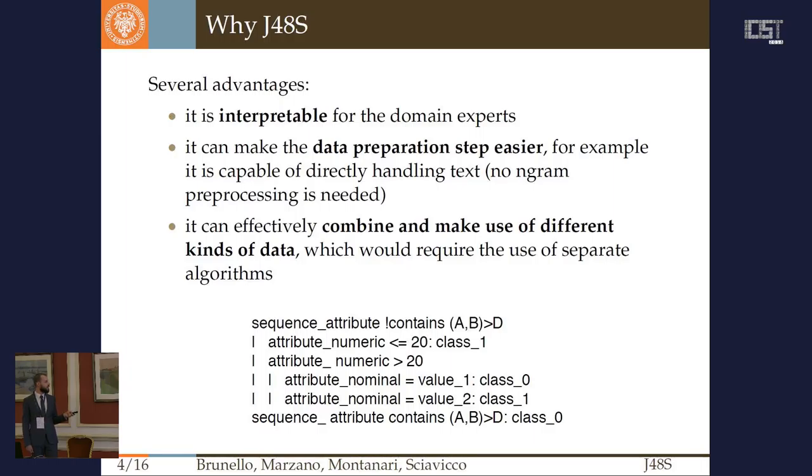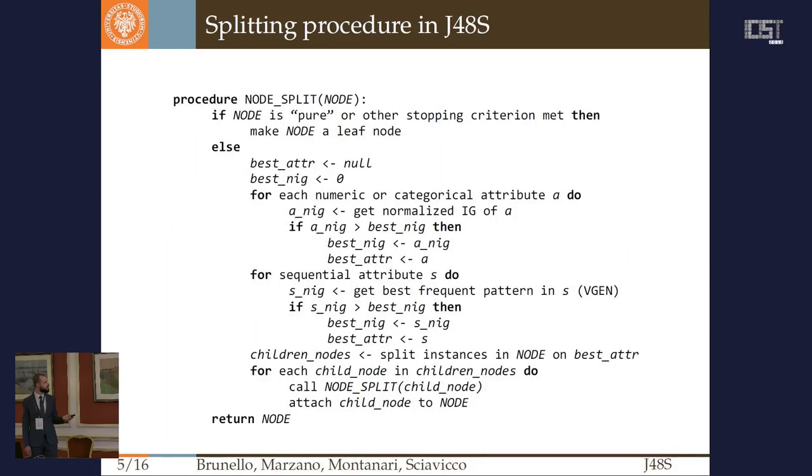This is an archetypal decision tree which could in principle be built by J48S. Here in the root node, you can see that we have a test on a sequential attribute. We basically try to determine whether it contains the pattern AB followed by D. If it does, then we label the instance with zero. Otherwise, we go on and test on some numeric and nominal attributes.